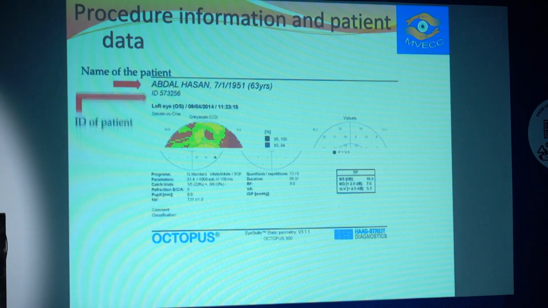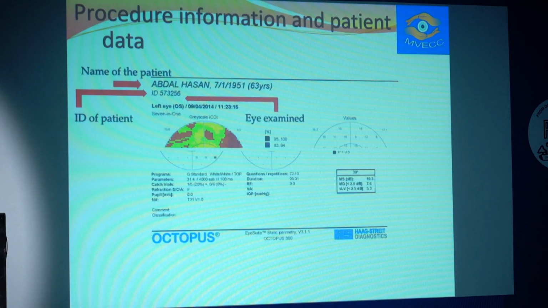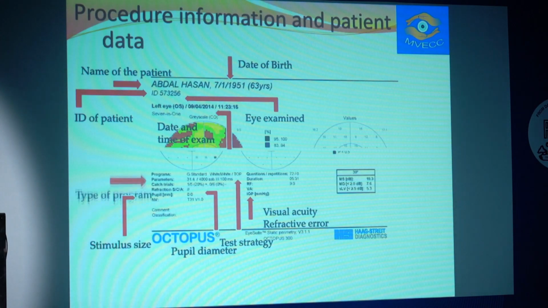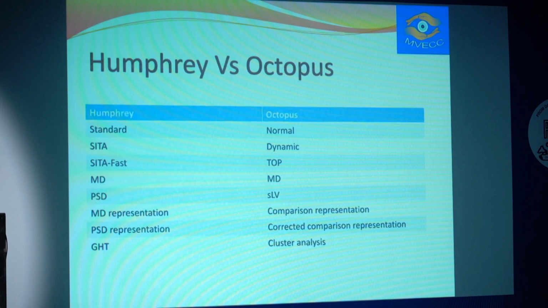We have the name of the patient, the ID of the patient, the eye examined, the date of birth, the date and time of the exam, the visual acuity, the refractive error, the pupil diameter, the test strategy, the stimulus size, and the type of program. So almost everything here is similar to the Humphrey's.